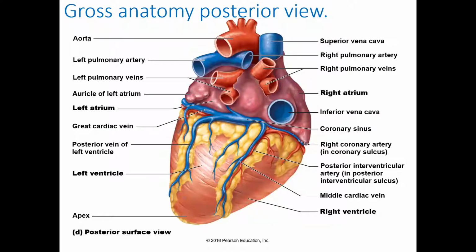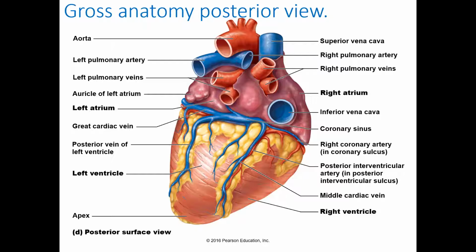Okay, now, backside of the heart, we have the right ventricle and the left ventricle. We can see the posterior interventricular artery and the posterior interventricular sulcus. And we have the middle cardiac vein running right beside the posterior interventricular artery.